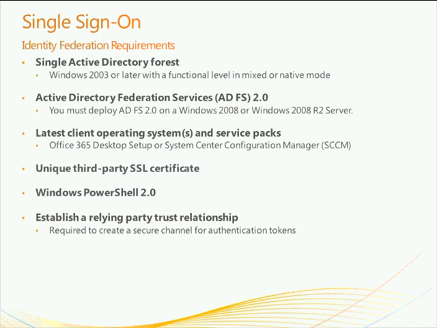Some of the other requirements for single sign-on are third-party SSL certificates, Windows PowerShell 2.0 to be able to configure the ADFS service, and you use PowerShell to create a relying party trust relationship with your on-premises environment and the Office 365 service. Essentially, you're creating a secured path for this token exchange between the two environments.